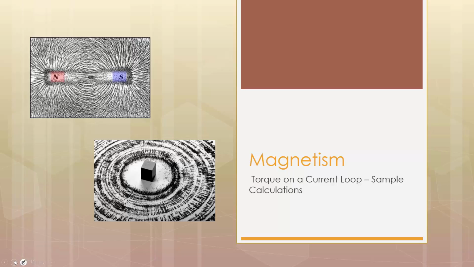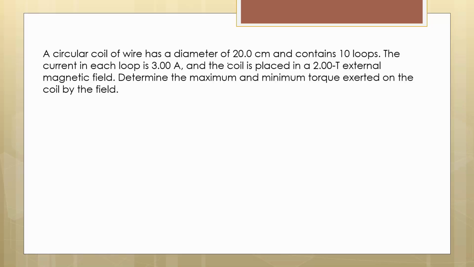So moving right along, we've got a circular coil of a given diameter. It's 10 loops. We know the current and we know the external magnetic field. We want to find the maximum and minimum torque acting on the loop. So we're going to use our brand new torque equation, NIAB sine theta.